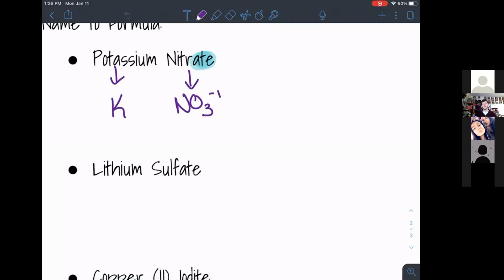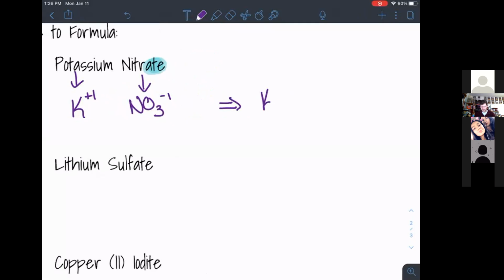So if it loses one valence electron, what charge does it have? +1. And now we need to make sure our charges cancel out or add up to 0. Do our charges add to 0? Yes. Then we are done. Our final formula then becomes KNO3 all together.